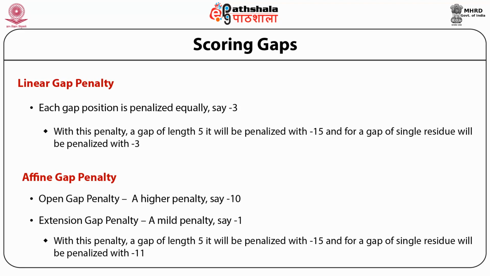This is called gap opening penalty. In addition, another penalty, but a mild one, is added for each individual residue deleted. This may be such as -1. This is called gap extension penalty. Therefore, if deletion was of one residue, then the total affine gap penalty will be -11. If 5 residues were deleted, the total affine gap penalty will be -15.